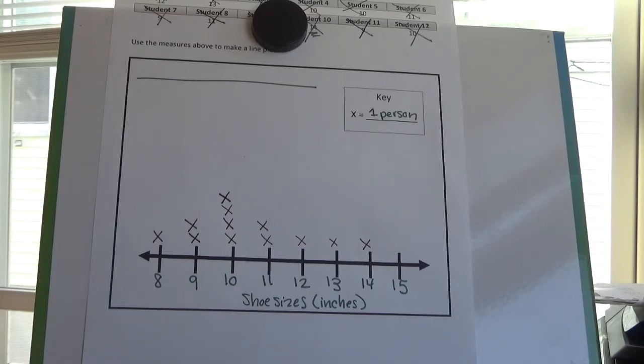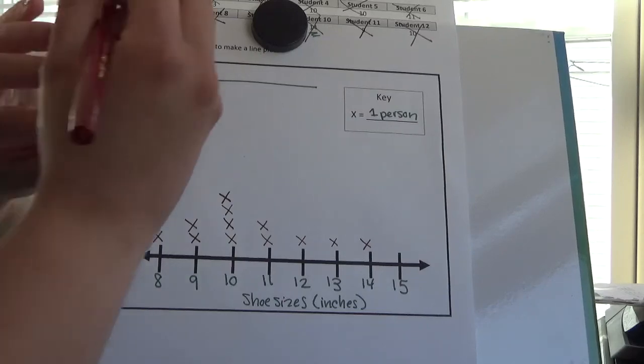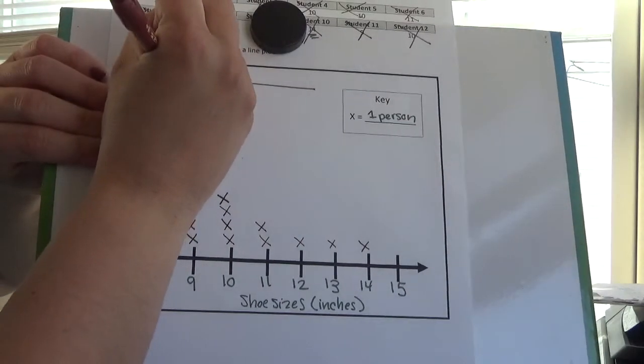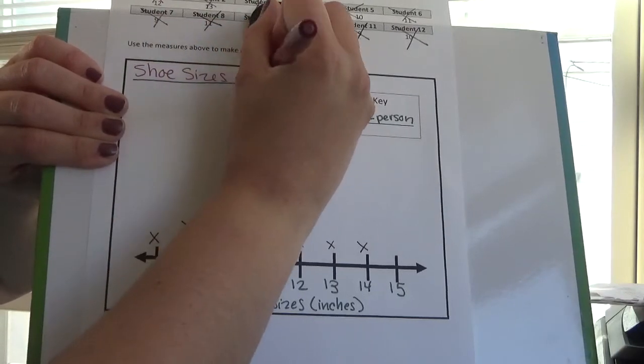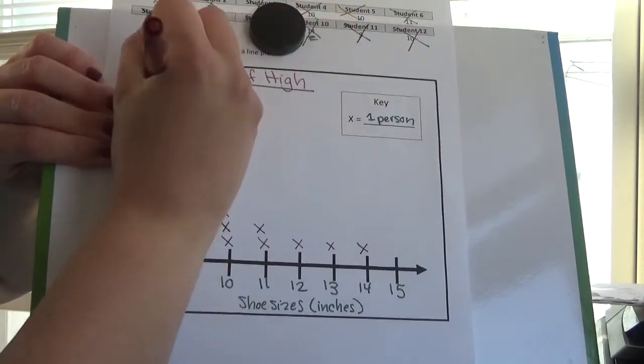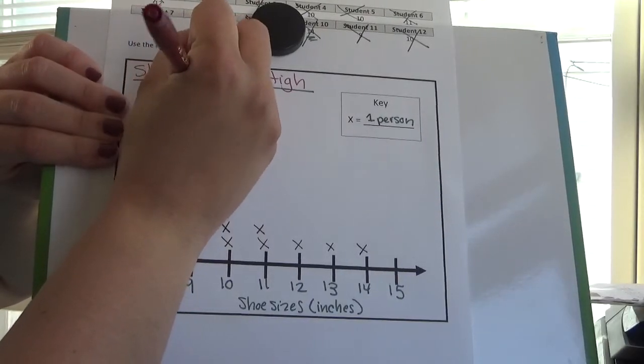So what do you think a good title could be for this line plot? Well, we're talking about the measurement of shoe sizes of some high school students. So we're going to say shoe sizes of high school students.